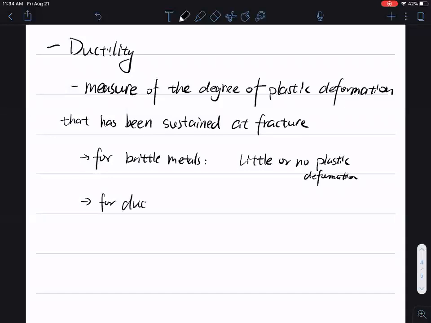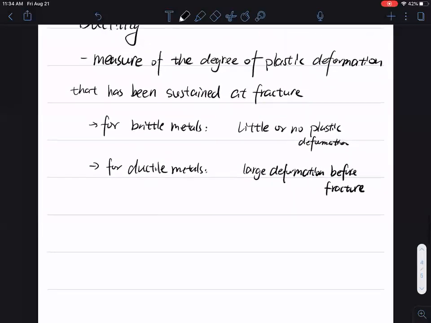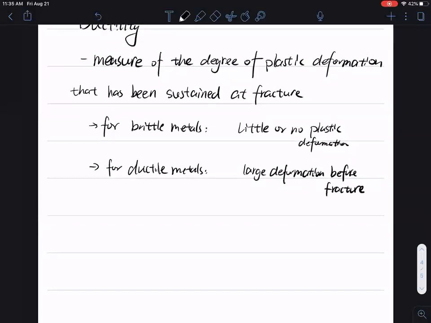For ductile material, the material is going to experience very large deformation, plastic deformation before fracture. And that's just a definition and kind of general knowledge about ductility, but we do have the equation to quantify what is ductility for different materials.